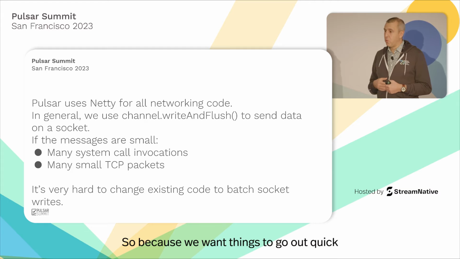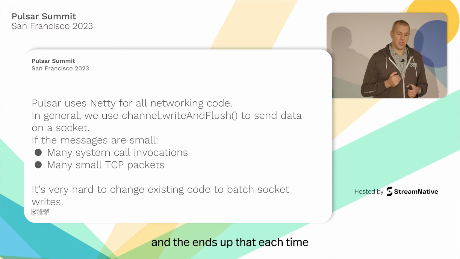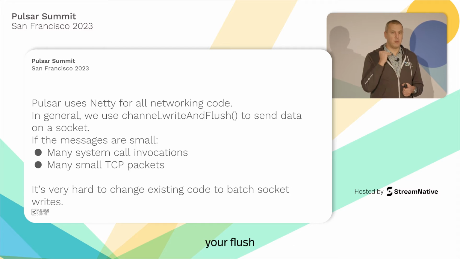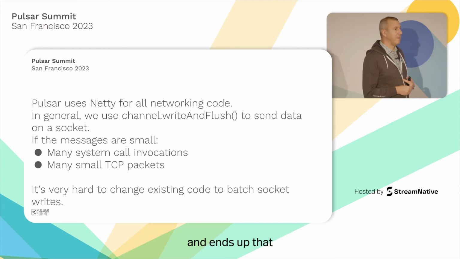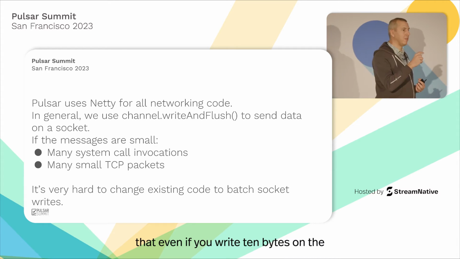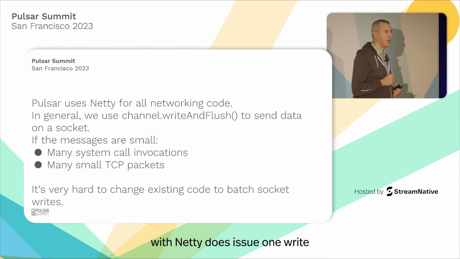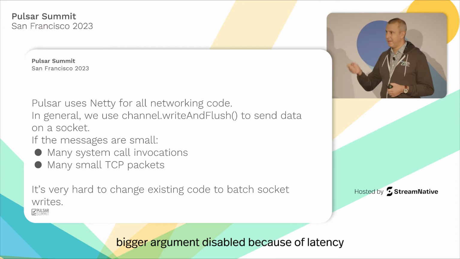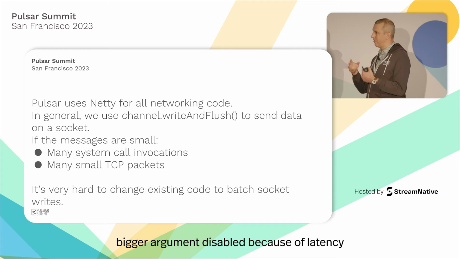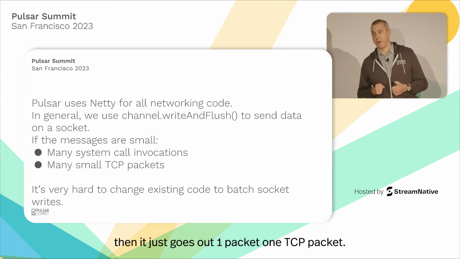So because we want things to go out quick, basically we're just calling write and flush. And it ends up that each time you do a flush, Netty will issue a system call on the socket. Even if you write, say, 10 bytes, Netty just does issue one write. And because Nagle's algorithm is disabled because of latency, it just goes out as one TCP packet.